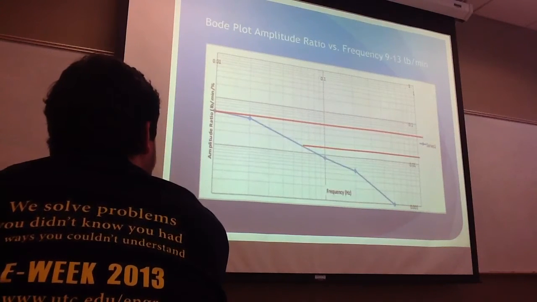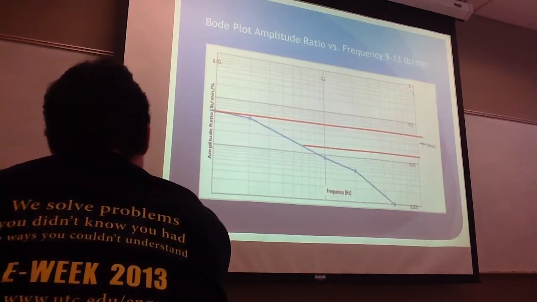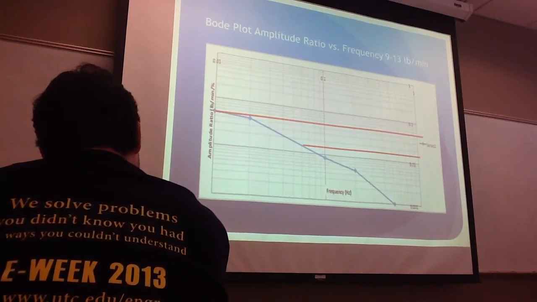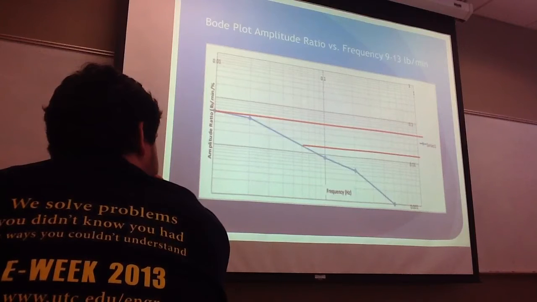Here's a Bode plot of what we use. This is a simplified version of our amplitude ratio versus our frequency, and this is for regions 9 through 13 pounds per minute. And as the frequency increases, the amplitude ratio decreases.